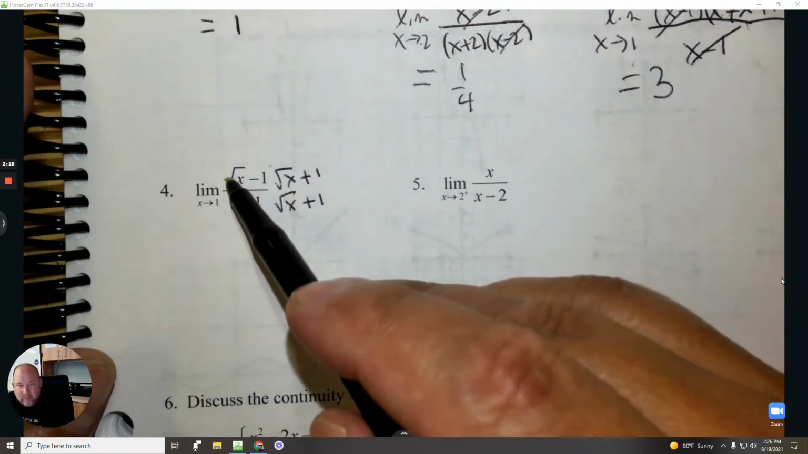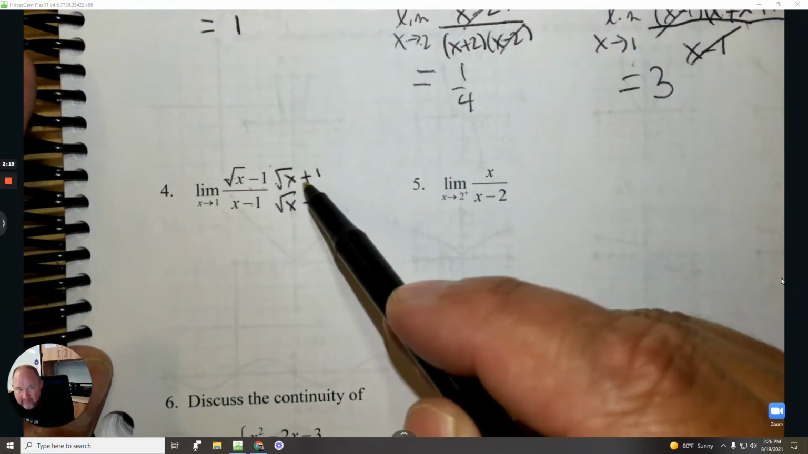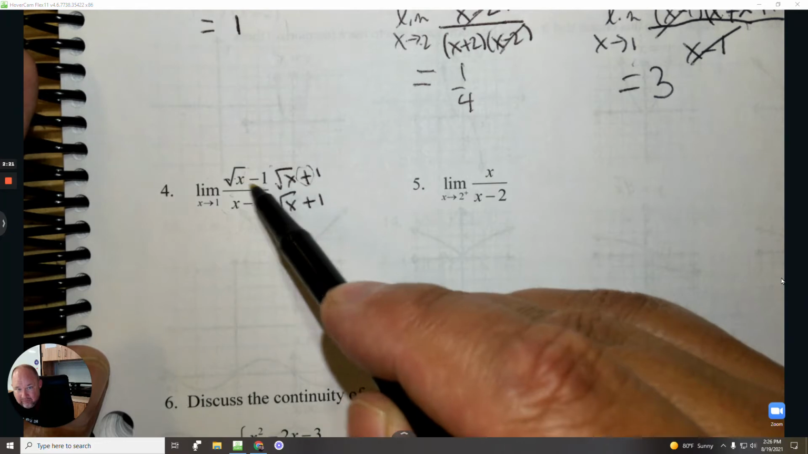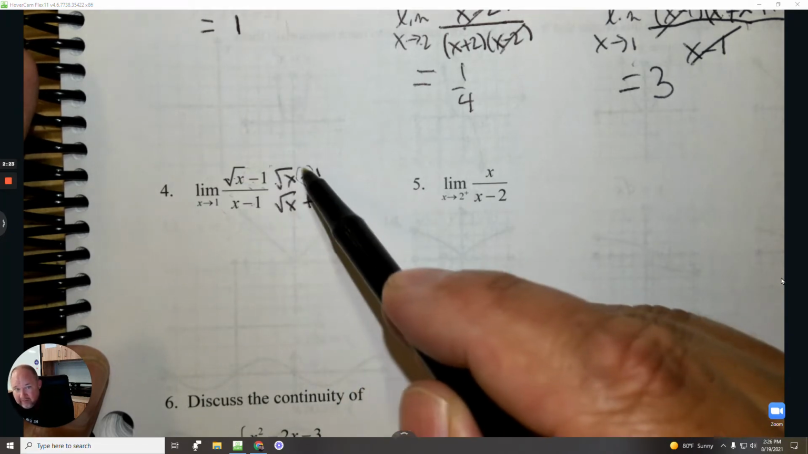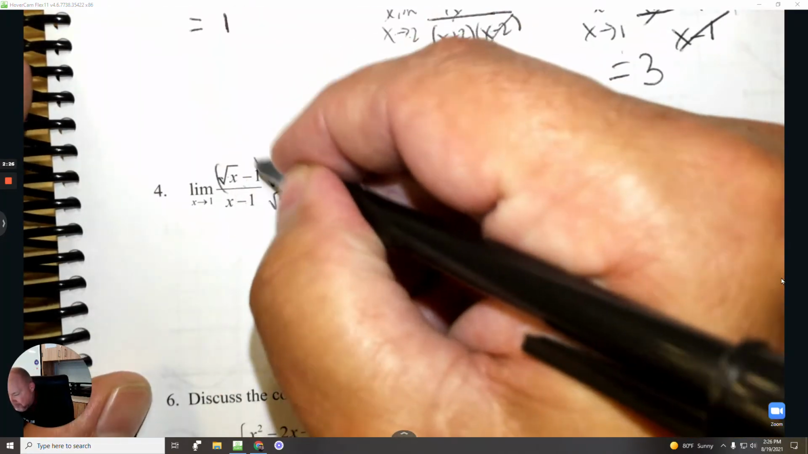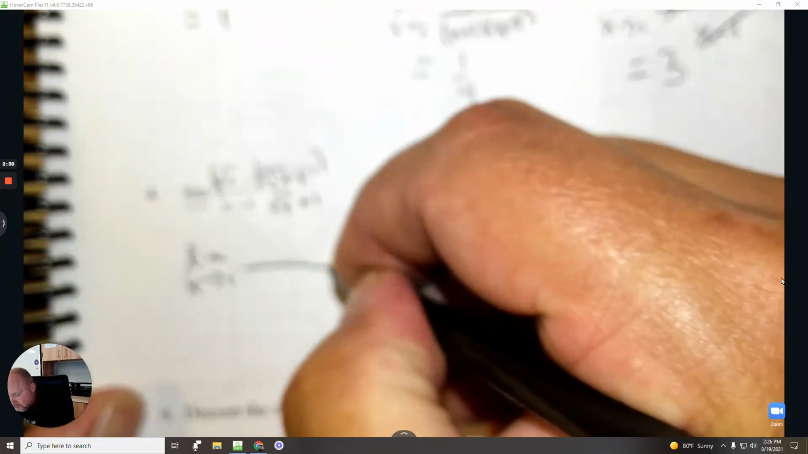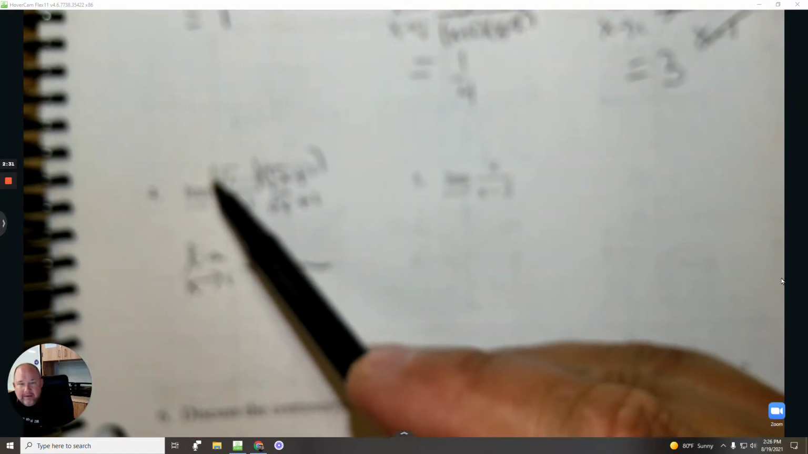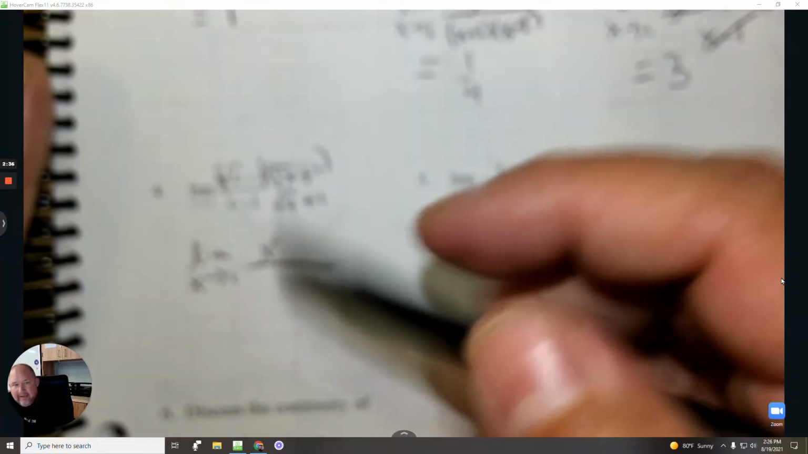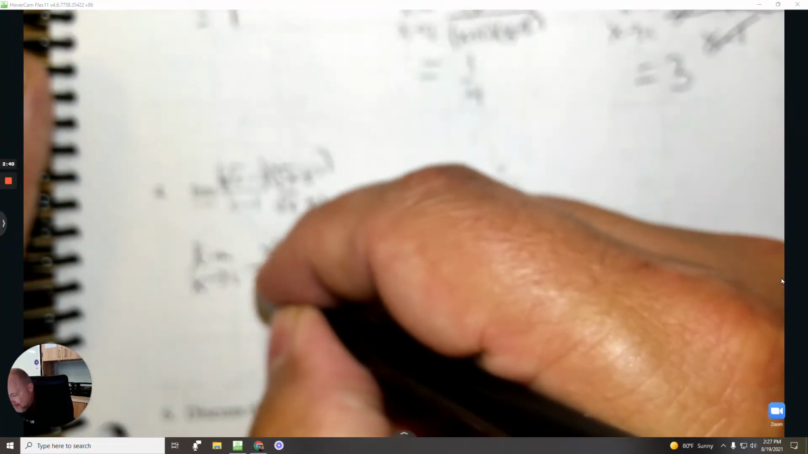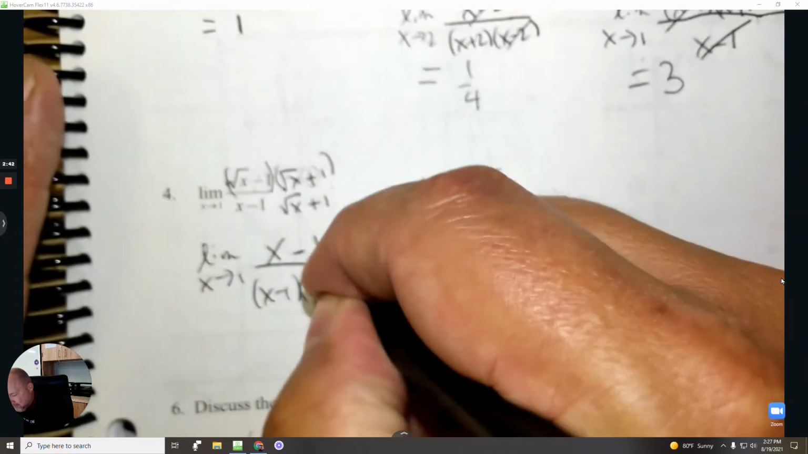So instead of the square root of x subtract 1, the conjugate creates a difference of squares. So you change the connecting sign and multiply. Now, because of that, the square root of x times the square root of x is x, and negative 1 times 1 is negative 1. In the denominator, I'm just going to put them beside each other.